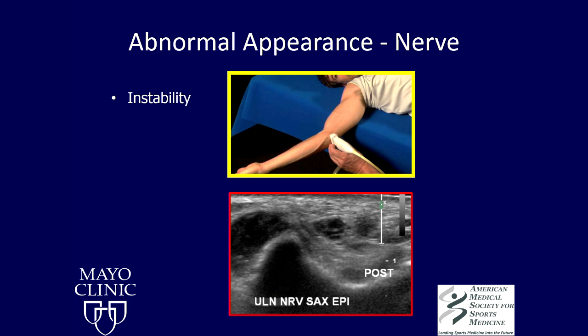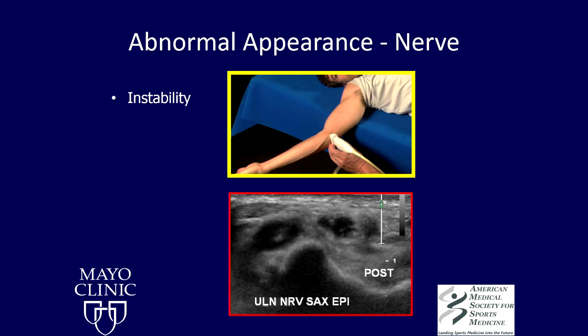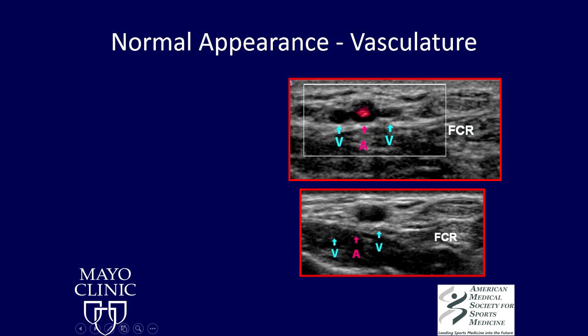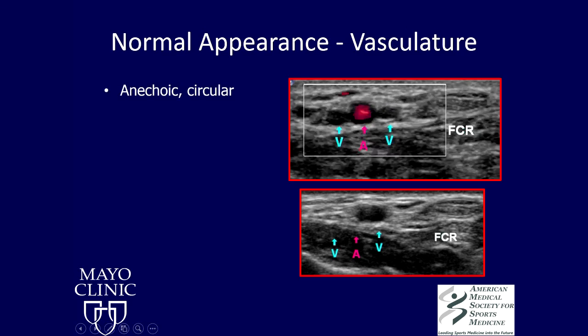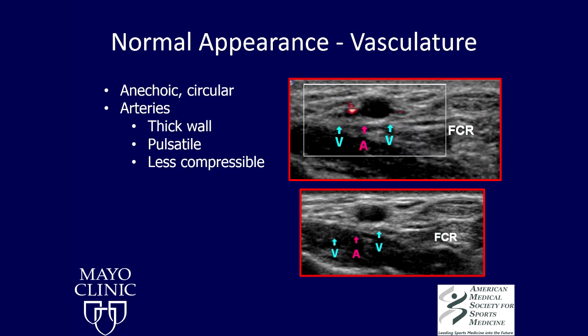Another thing that you can see with nerves is instability. So here's the ulnar nerve with the medial epicondyle, and here you can see the nerve dislocating in and out of the retrocondylar groove. Vasculature is going to be anechoic when Doppler is not on, so here you can see no Doppler, it's anechoic, it'll be circular.